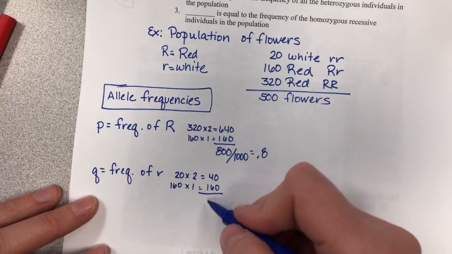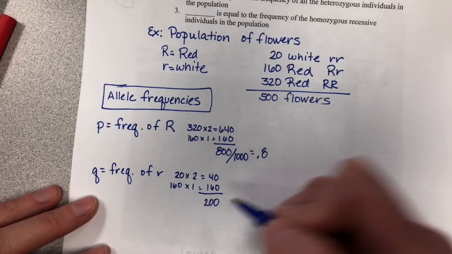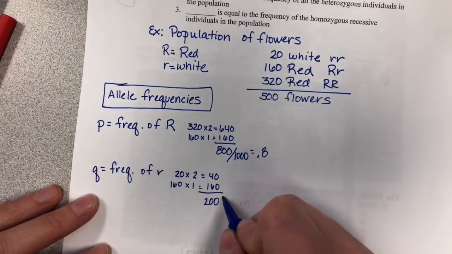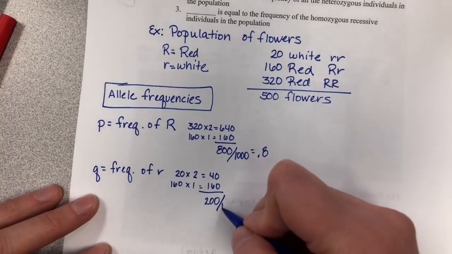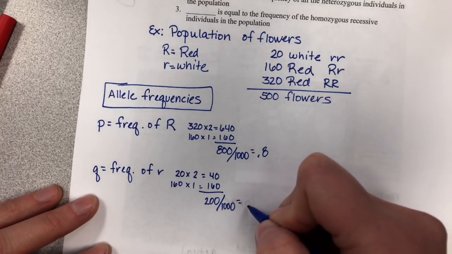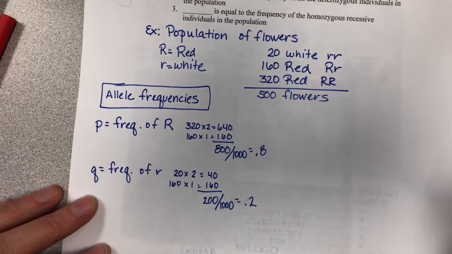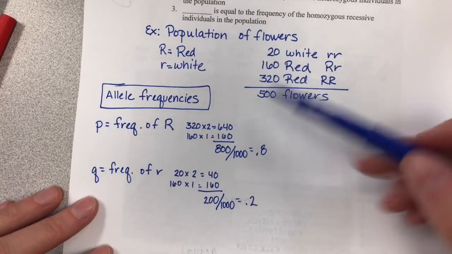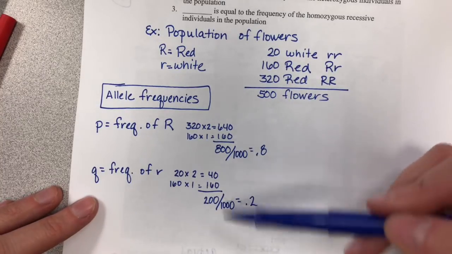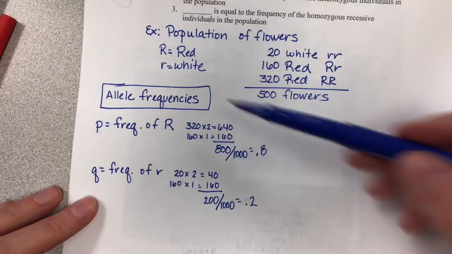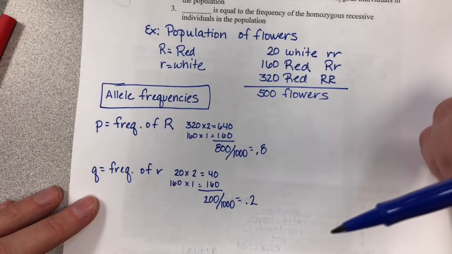So we add these together and we get a total of 200 little r alleles. And out of our total of 1,000 alleles in the population, that gives me a frequency of 0.2. So 80% of the alleles in this population are a big R, 20% are a little r. We call these allele frequencies.